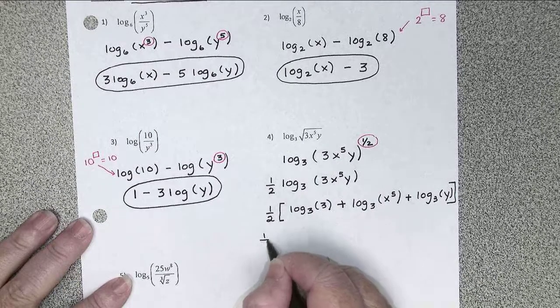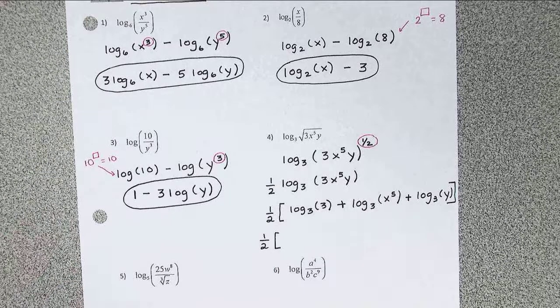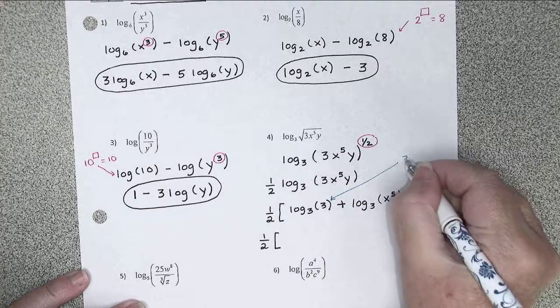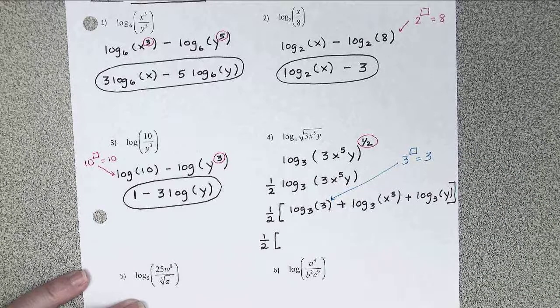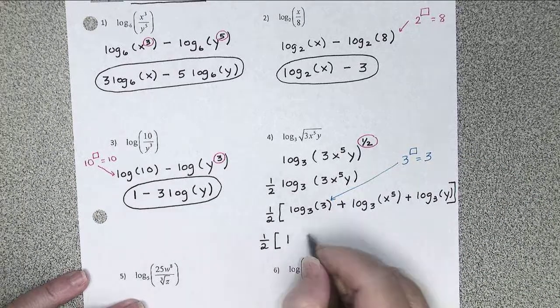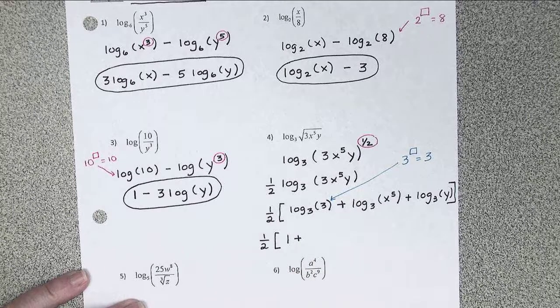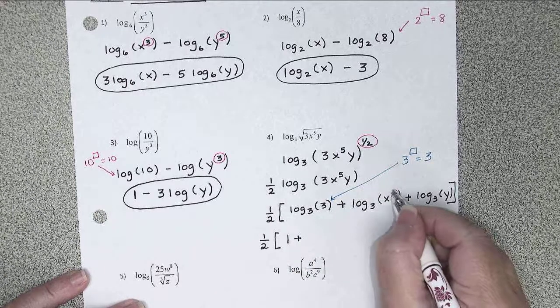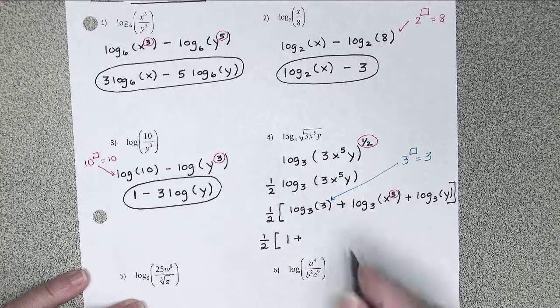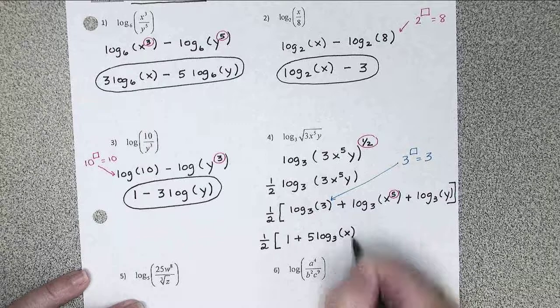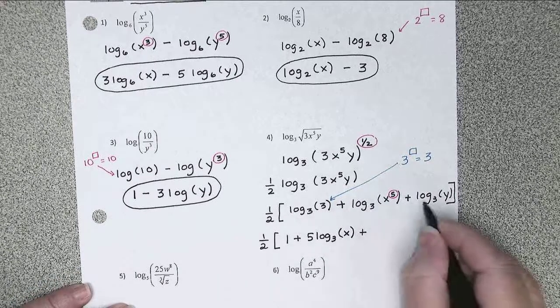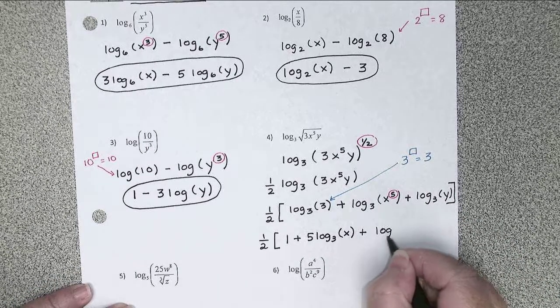All right, we're almost there. Log base 3 of 3. That's something we can do, right? Three to what power equals 3? That would be 1. Right here I see another power property, so I'll bring that 5 down in front. 5 times the log base 3 of x. And nothing I can really do there, so I'll just leave that as the log base 3 of y.